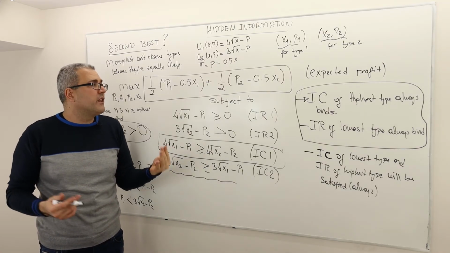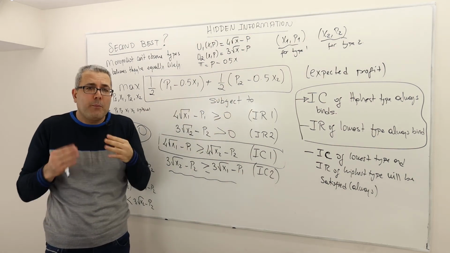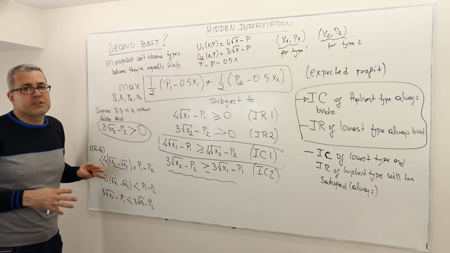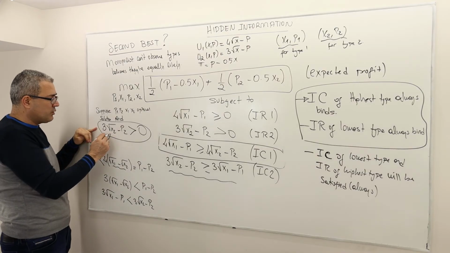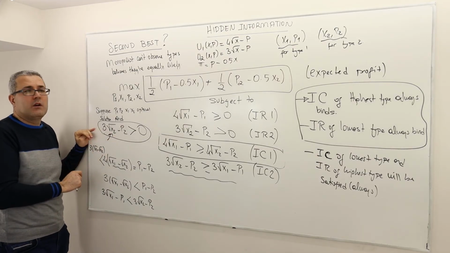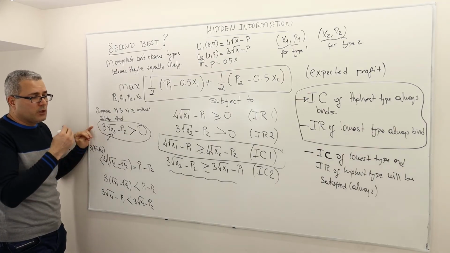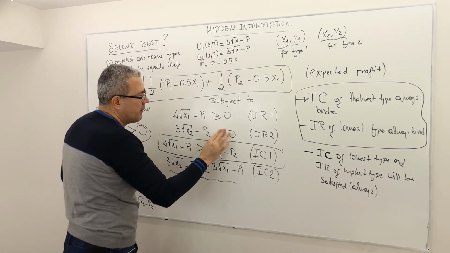That contradicts the assumption that P1, X1, P2, X2 are optimal. So therefore, some of the assumptions are wrong. Here, the assumption that can be wrong is this one. So this must be wrong. That means the individual rationality constraint of the lowest type, which is this one, has to be binding.